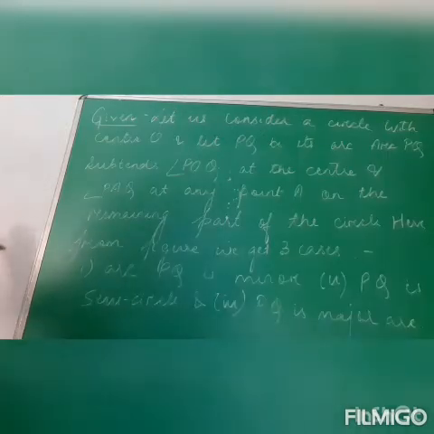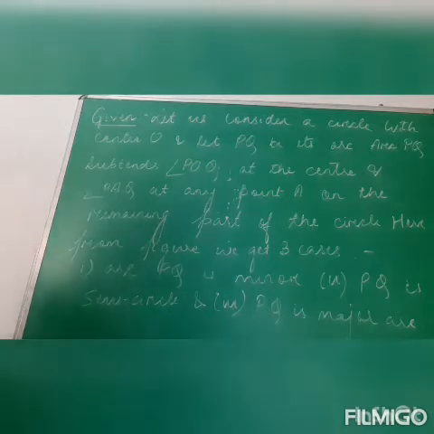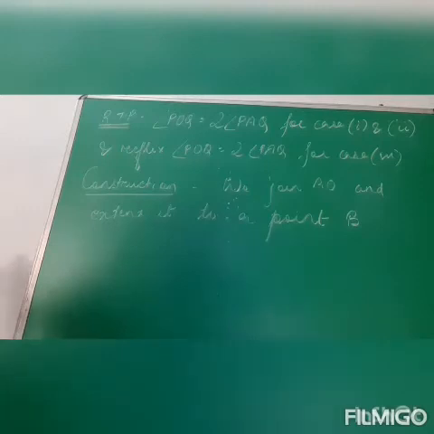It is given here that there is a circle with center O and PQ is its arc. Arc PQ subtends angle POQ at the center and angle PAQ at any point on the remaining part of the circle. Here from the figure we get three cases: arc PQ is minor, PQ is a semicircle, and PQ is the major arc. We have seen this in the figure also. So here we need to prove that angle POQ is equal to twice angle PAQ.